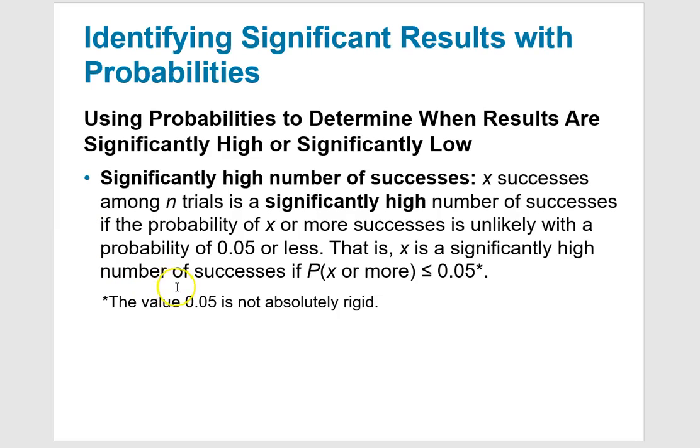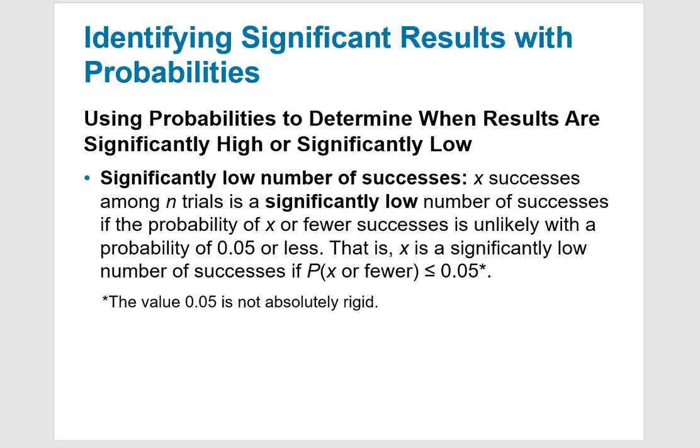And that 5% is not absolutely rigid. It could be 10%. Some people go as low as 1%. You want that probability to be as small as possible because that shows that your data is solid. You don't want to have a 25% probability that your results were not high or low. So that's something we have to think about.